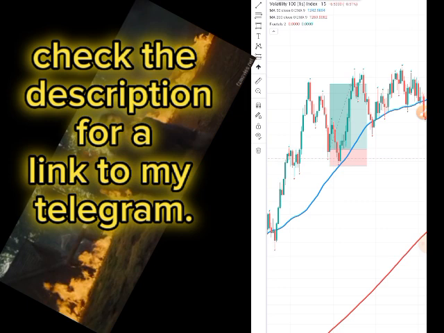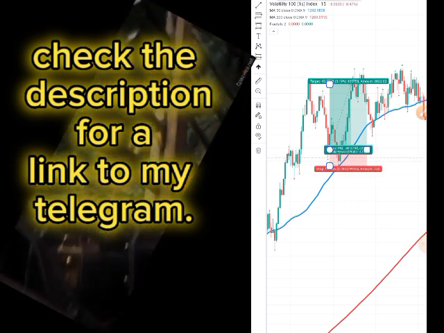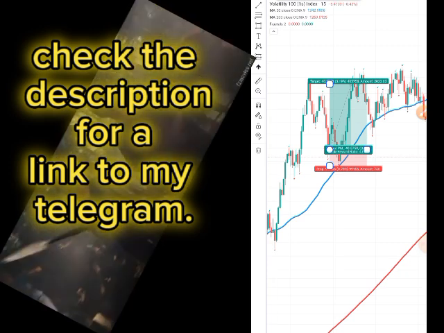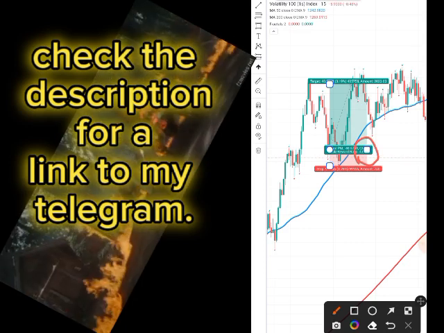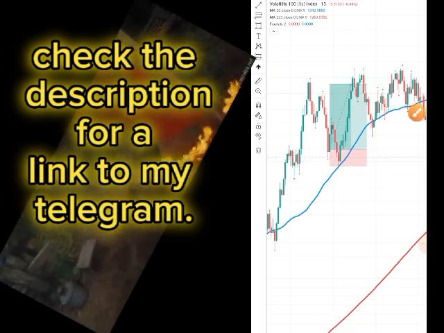Now you can see price smashed our TP very easily, and it is a 1 to 4 risk reward ratio. 1 to 4. Look at it here. You can see this 4 here. It simply means a 1 to 4 risk reward ratio, right? So it's very easy, guys, very easy.